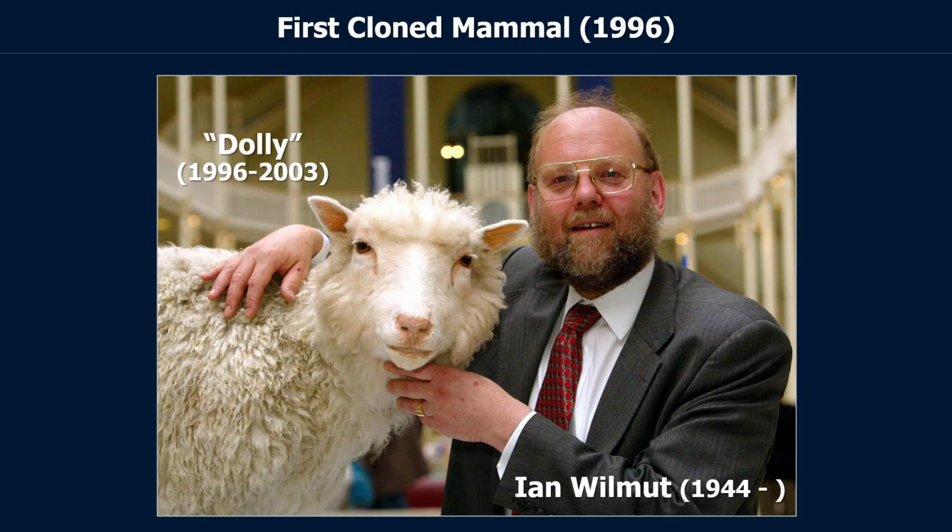cells that had already differentiated into a cell type. They were able to use those cells to create the clone, and it just was amazing what they pulled off. So let's look at the cloning method that was used by Wilmot and his team to clone Dolly the sheep. They used a process called the nuclear transfer method of cloning.